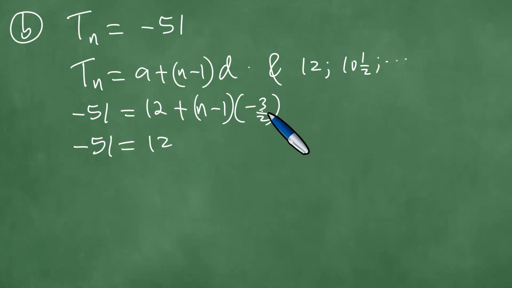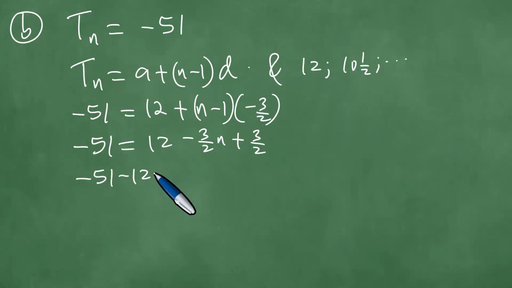So if we multiply here, we have minus 3 out of 2n plus 3 out of 2. Like twins. Right, so in the end, then we have minus 51 minus 12 minus 3 out of 2 is equal to minus 3 out of 2n. Okay, just transpose the 12 and the other one.